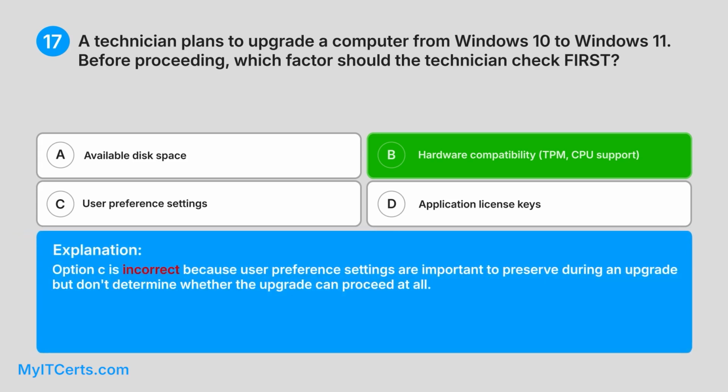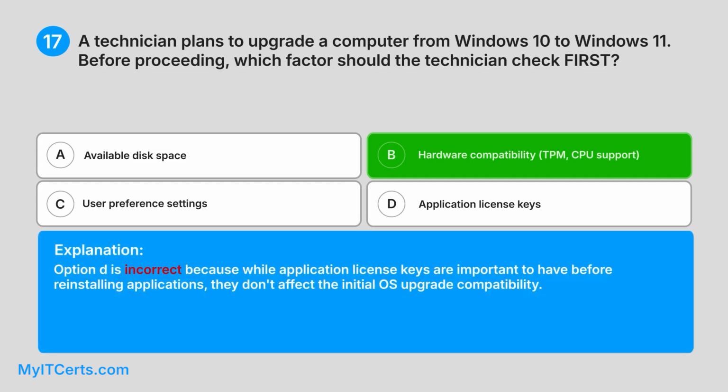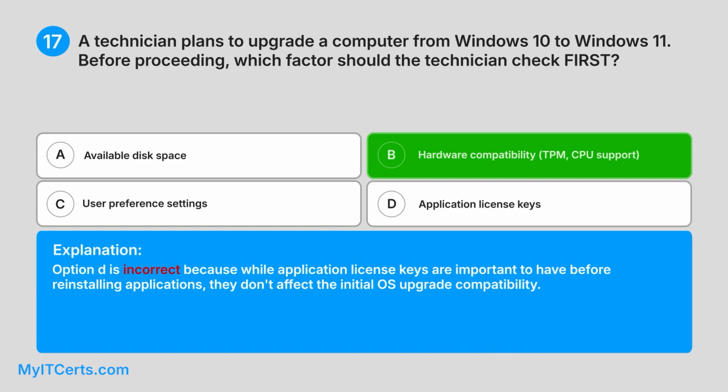Option C, user preference settings, is incorrect because user preference settings are important to preserve during an upgrade, but don't determine whether the upgrade can proceed at all. Option D, application license keys, is incorrect because while application license keys are important to have before reinstalling applications, they don't affect the initial OS upgrade compatibility.